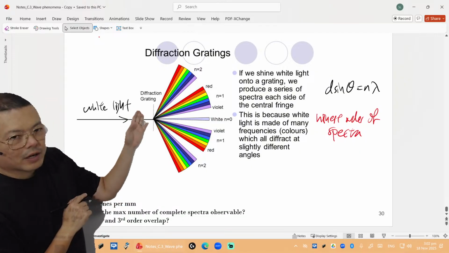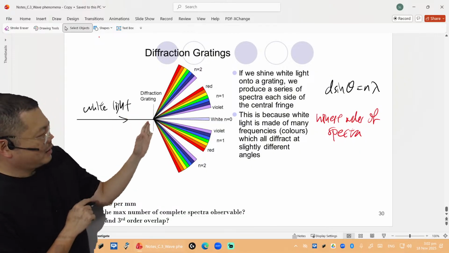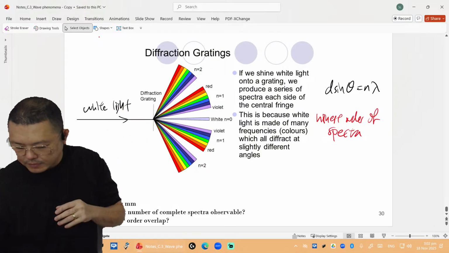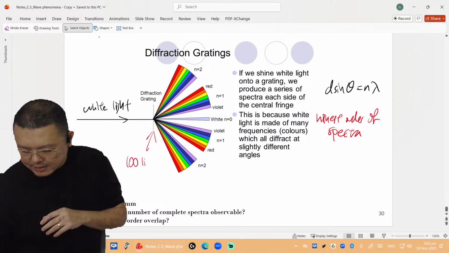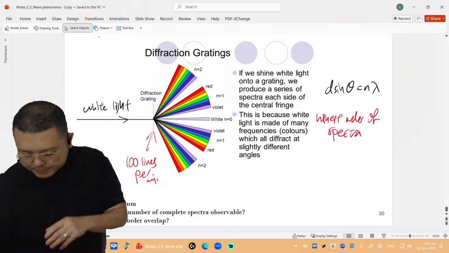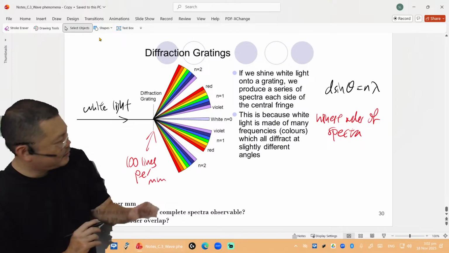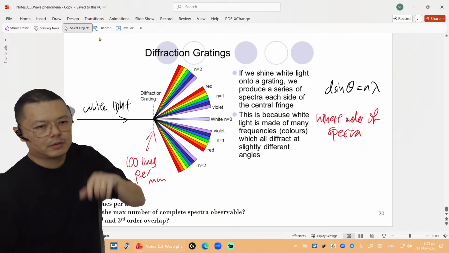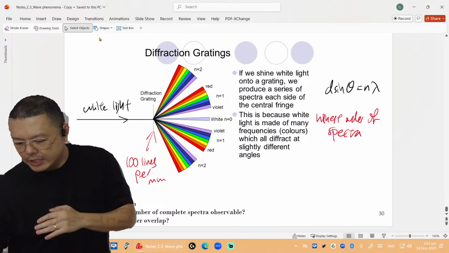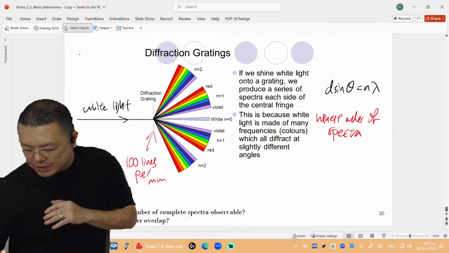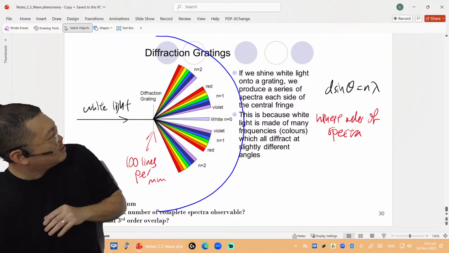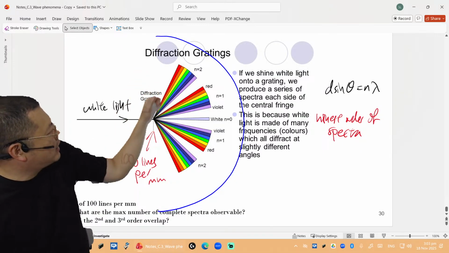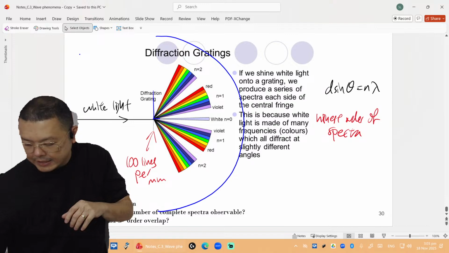So I'm gonna give you an example now, right? I'm gonna tell you that this is a 100 lines per mm grating. I want you to tell me what's the highest order of spectra that's visible. When it comes to this kind of question, you just assume that there's a curved screen like this. Then that means that if you want to observe the highest order, you can look at the 90-degree mark like this.